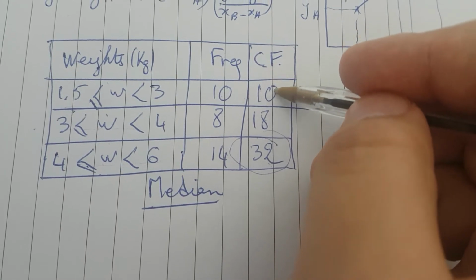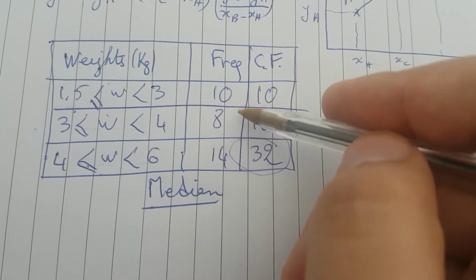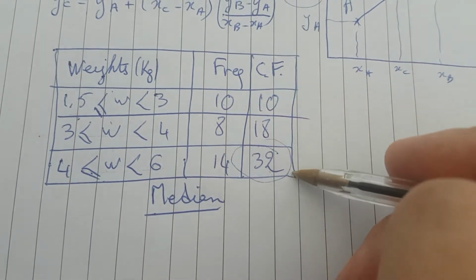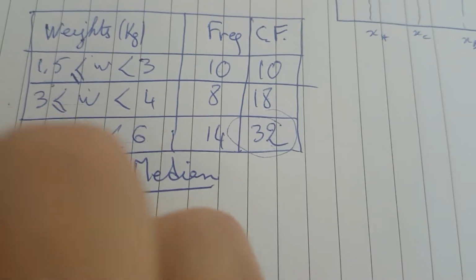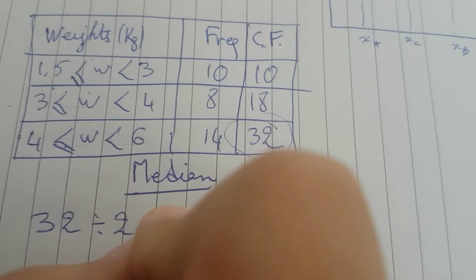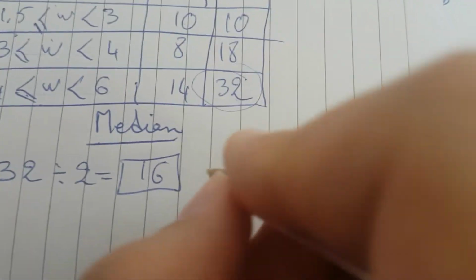Please do not add 10 to 18 to 32, because we'll get something we're not using at all. You can add 10 to 8 and 14, which you will get 32 as well. So we do 32 divided by 2, which is 16. What does 16 give us? The position of the median.